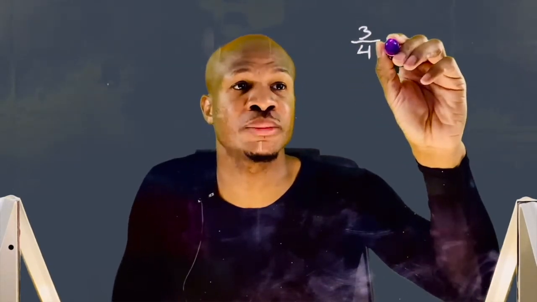So basically, what does that mean? It means you're just dividing. So your denominator is your divider. Your numerator is a multiplying number. You multiply by the numerator and you divide by the denominator. So let's take 3/4 times 8. 3/4 times 8.